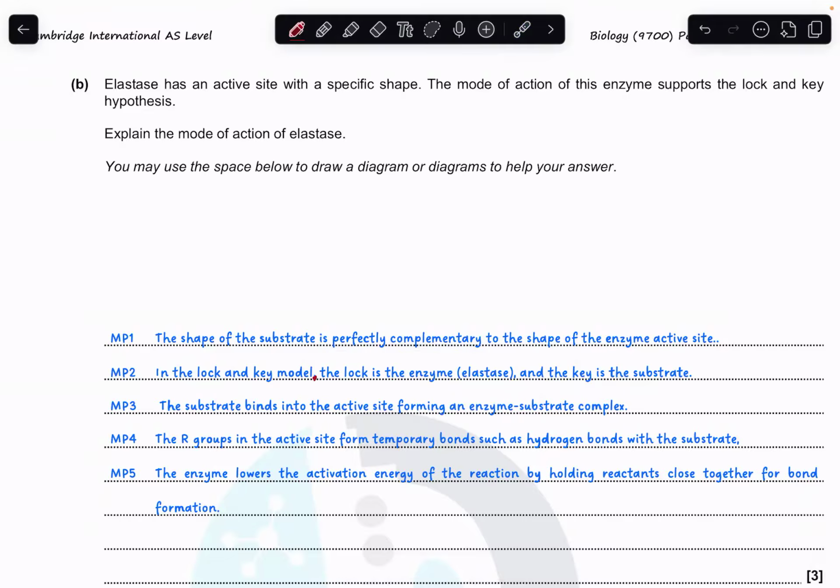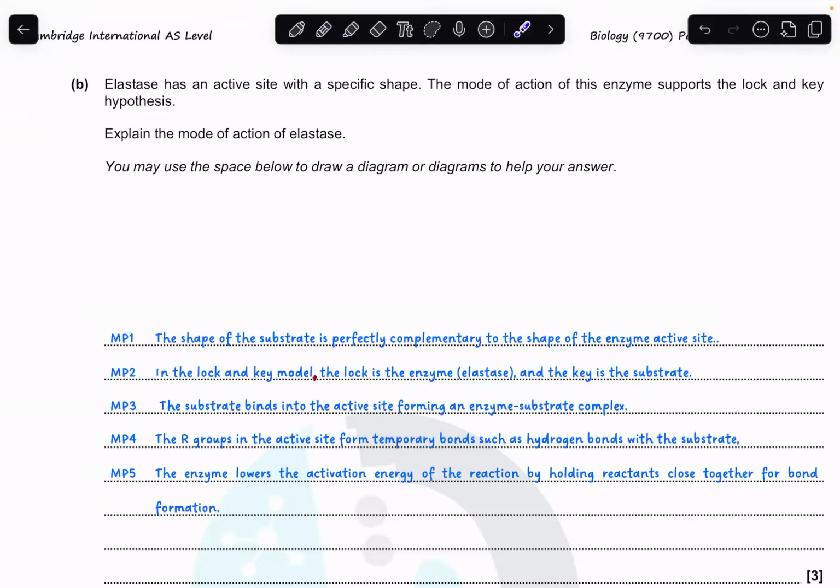Okay, the lock is the enzyme and the key is the substrate in this case. So the substrate is the elastin. Right? So the substrate binds into the active site, forming the enzyme-substrate complex. Always remember the lock and key model emphasizes the R groups forming temporary bonds with the substrate so that they can form the enzyme-substrate complex. So this temporary bond must be either hydrogen bonds or ionic bonds.